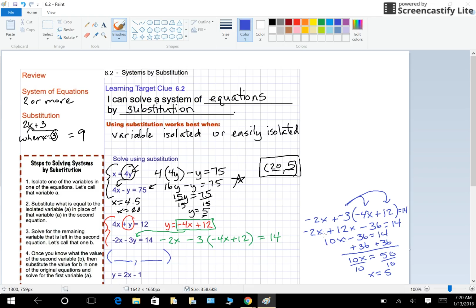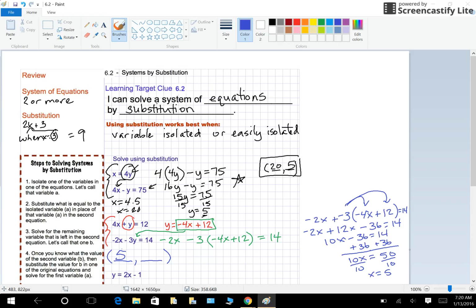Combined like terms, negative 2x plus 12x is 10x. Minus 36 equals 14. Added 36 to both sides. 10x equals 50. Divide by 10. x equals 5. So my x value for my two equations is going to be 5.